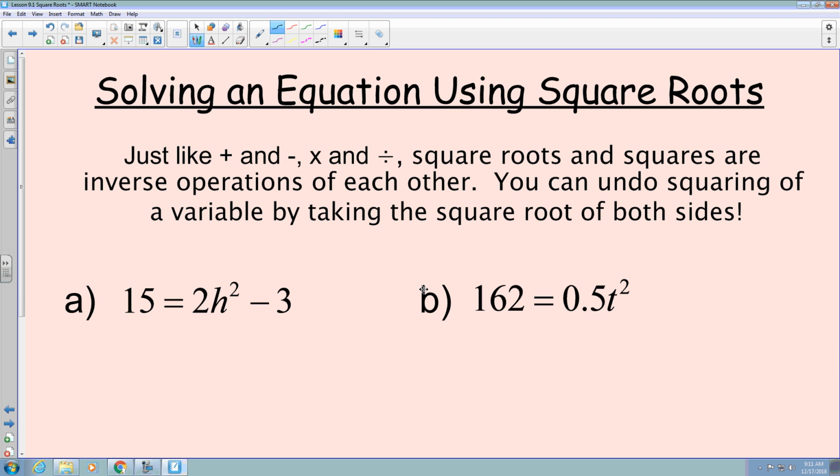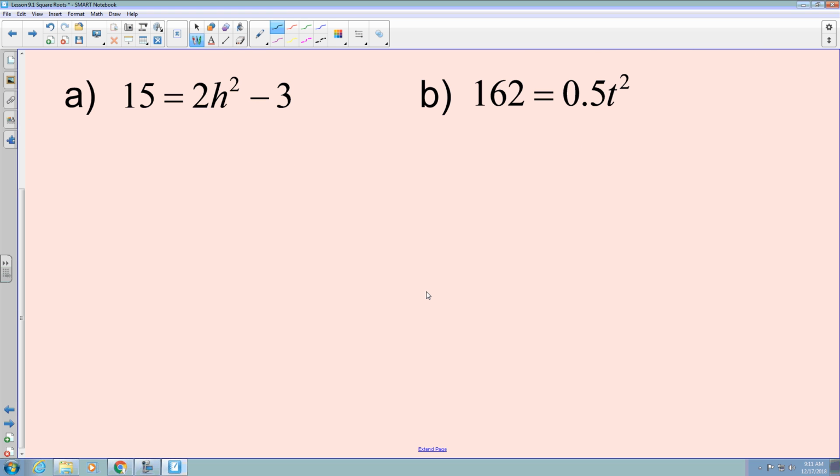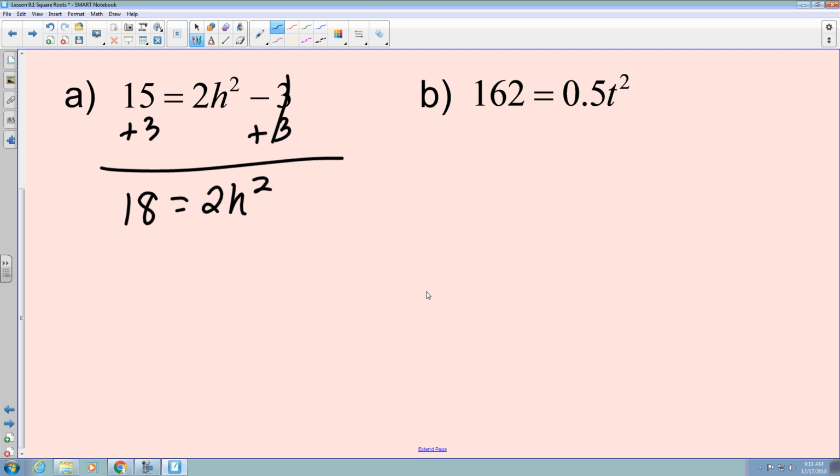All right, so now it says solving an equation using square roots. Just like addition and subtraction, multiplication and division, square roots and squares are inverse operations of each other. You can undo squaring of a variable by taking the square root of both sides. Okay, so this is where we do the same algebra. We add 3 to both sides because I want to isolate our variable. So that gets canceled. So now I have 18 equals 2h squared. All right, now I divide everything by 2. So now I got 9 equals h squared.